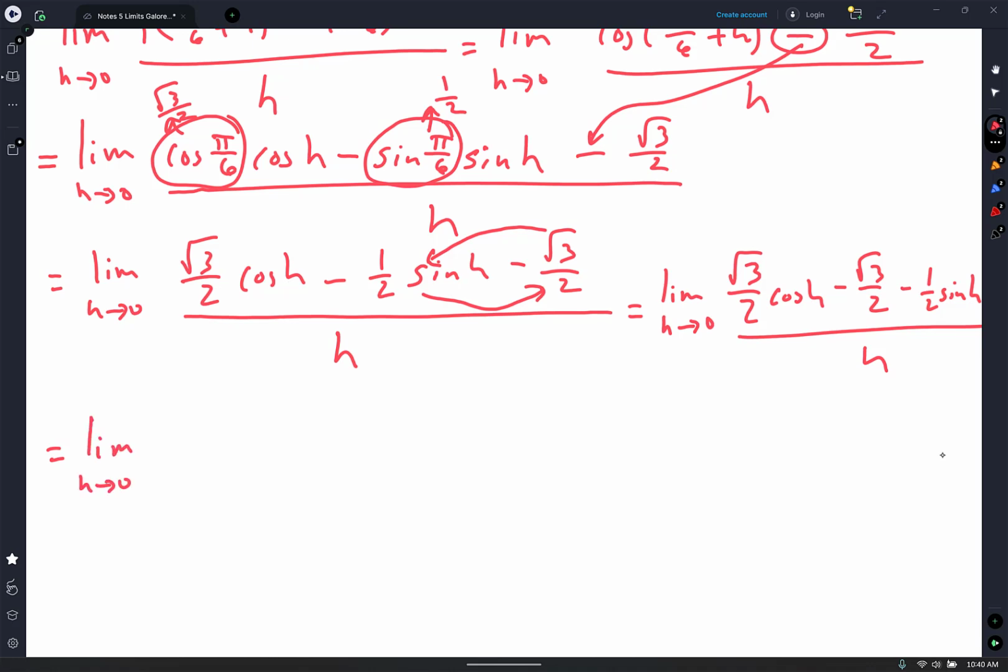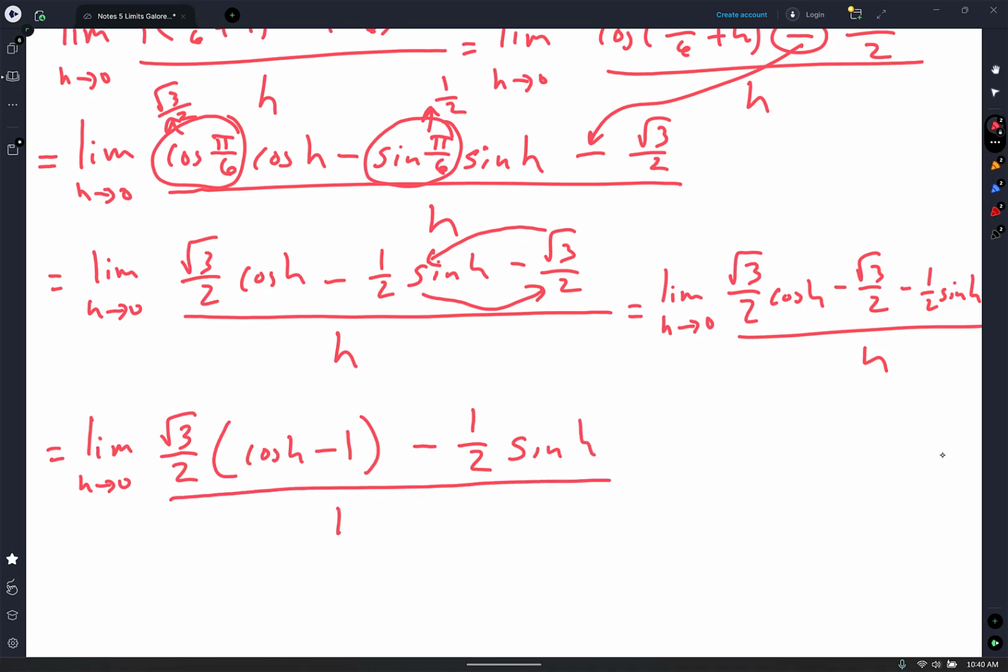Limit as h approaches 0. And I'm putting it right here in front of this, square root of 3 over 2 with a parenthesis on it. Cosine h minus 1, close it, minus 1/2 sine h. All this is over h. I was thinking about putting it in front of the limit already, but not yet, because I don't want to freak you guys out. Are we okay so far? Yeah, because it's just a constant, so I can just move it out.